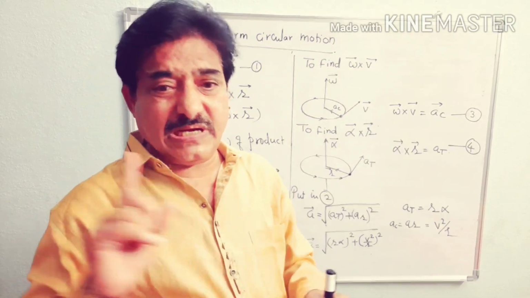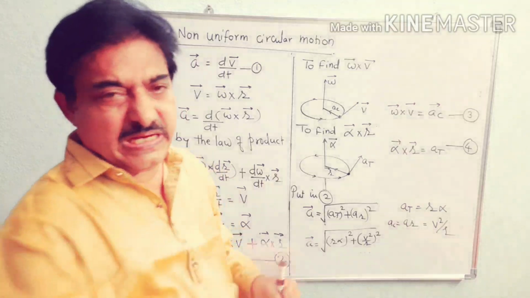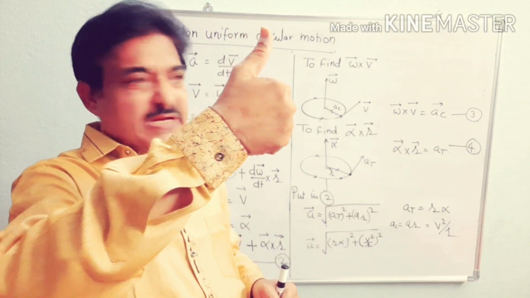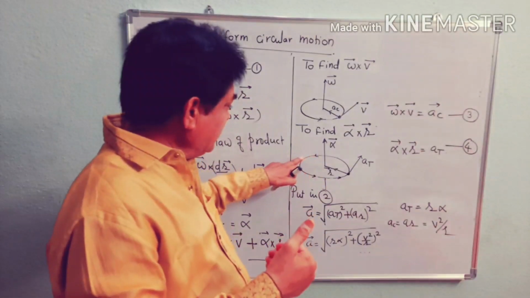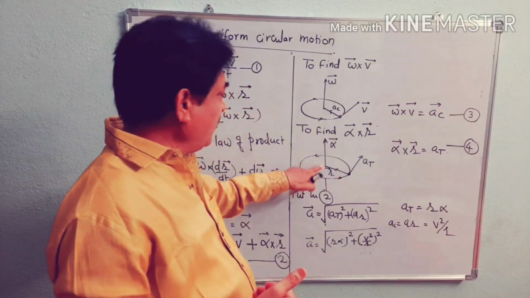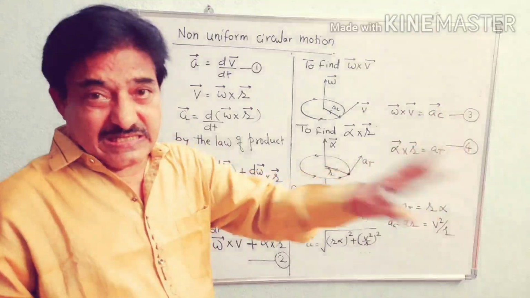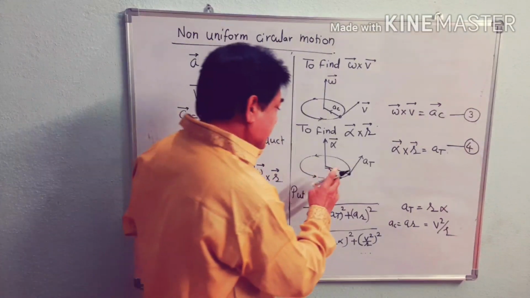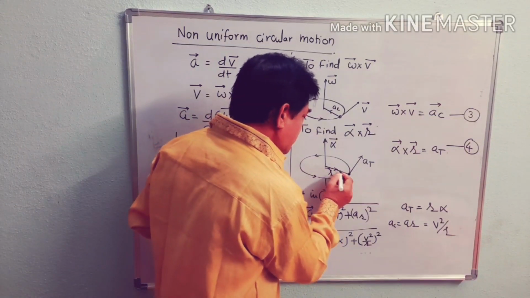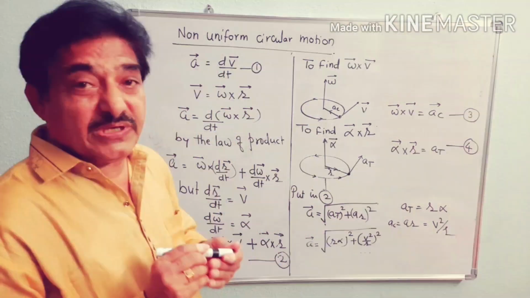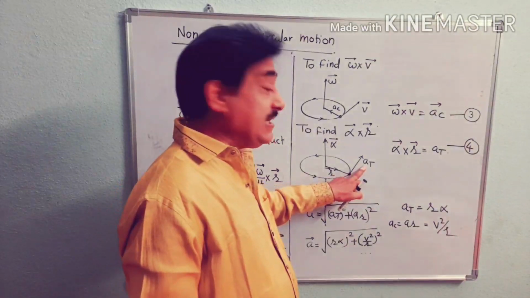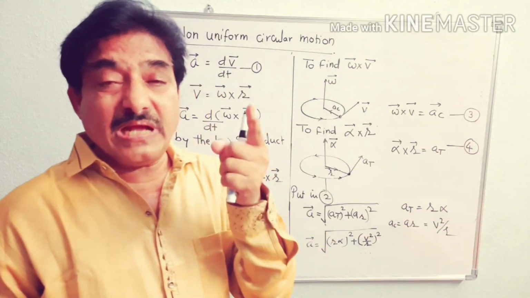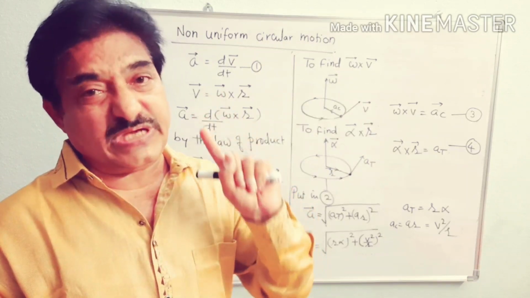If a particle is revolving in an anti-clockwise direction, then alpha is taken as positive and it is taken in an upward direction. As the particle is performing anti-clockwise circular motion, alpha is in the upward direction. This is a radius vector r, which is directed from the center to the circumference, and this is a tangential acceleration, which arises due to the tangential force acting on the particle.